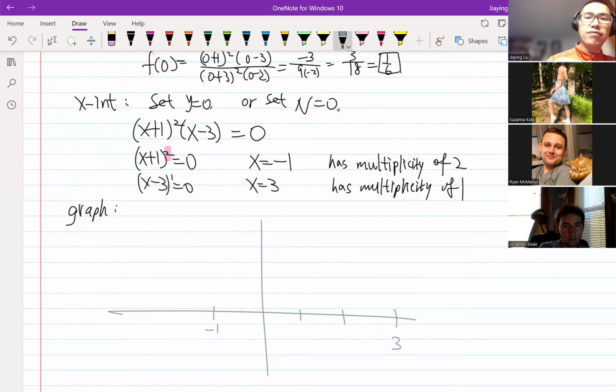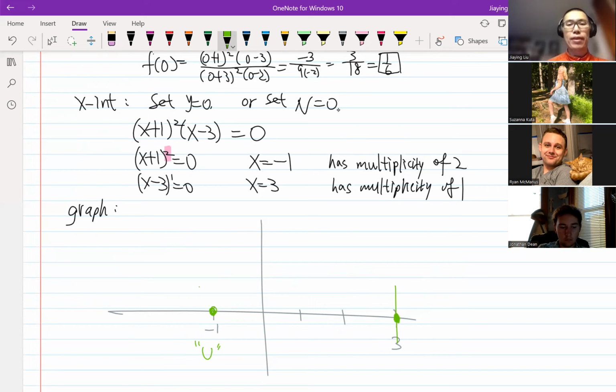So at x equals -1, it has a multiplicity of 2. That means the graph is either going to come from above to this point and bounce up, or it's going to come from below this point and then stay below. So one of those two shapes. We don't know which one it is, but just remember it's going to be U-shaped here. And at x equals 3, it has a multiplicity of 1, so it's just going to be a straight cross, whether it's like this or like this, I don't know, but it's just a straight cross for now.